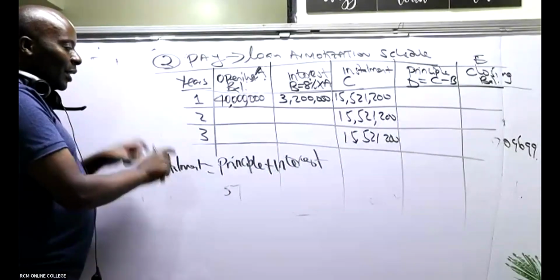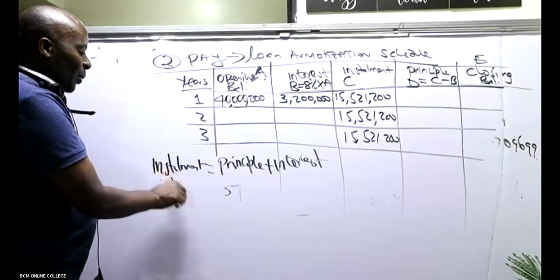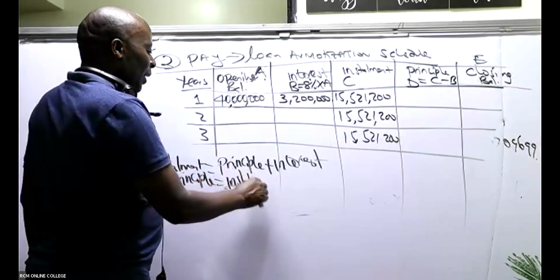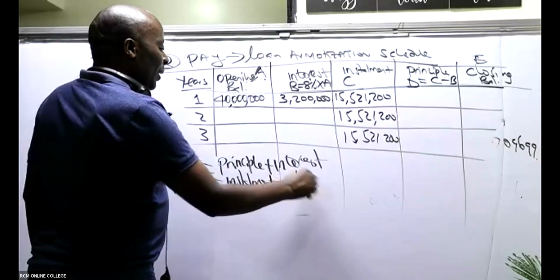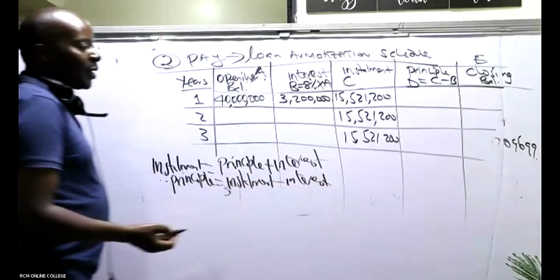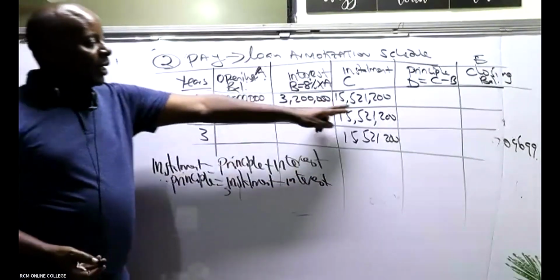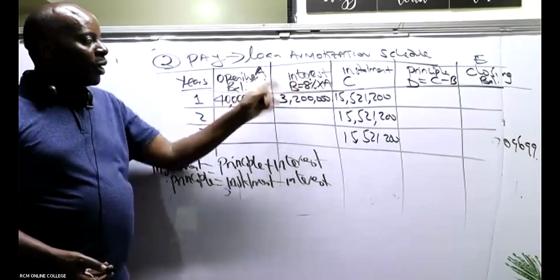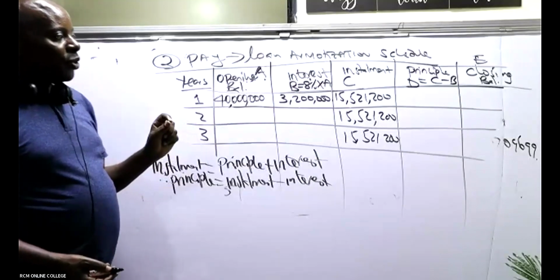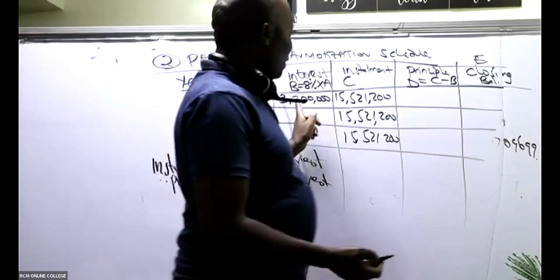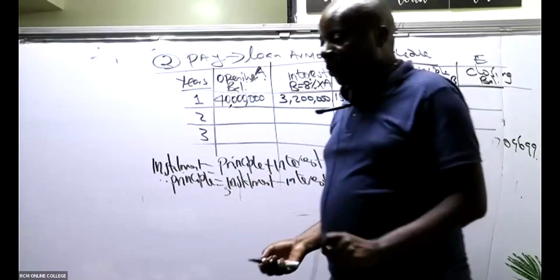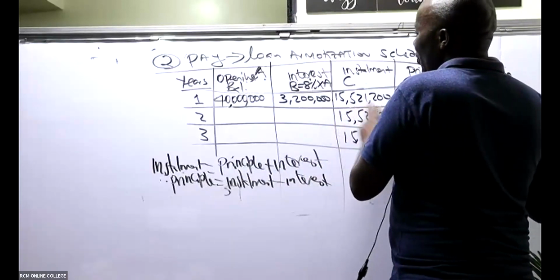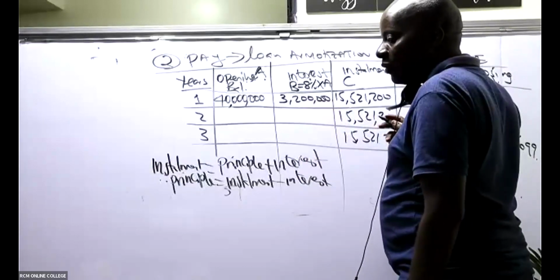Now that I have installment and I have the interest, to get principal is very easy. To get principal, I will take the installment minus what here, somebody? Minus interest. So I will take the installment that I have paid minus the interest. So basically, I'm taking column C minus column B. Interest is column B. So in this case, 15,521,200 minus 3.2 gives me how much principal? The first principal, somebody here.